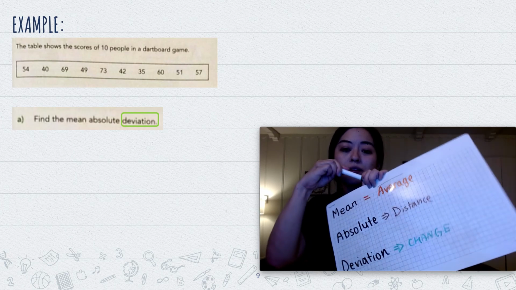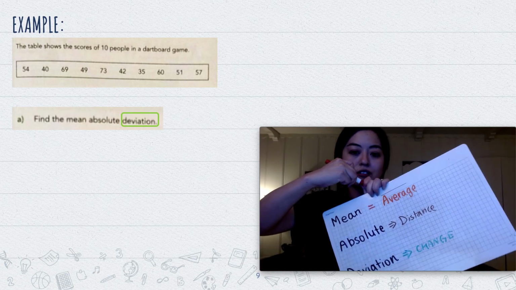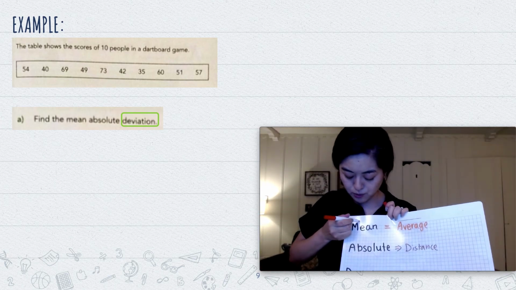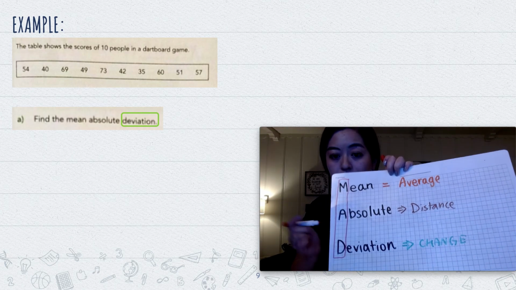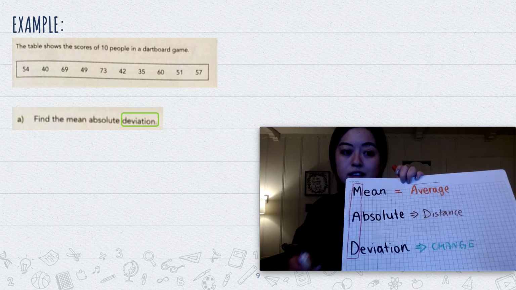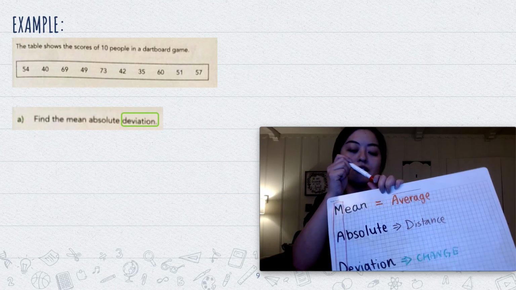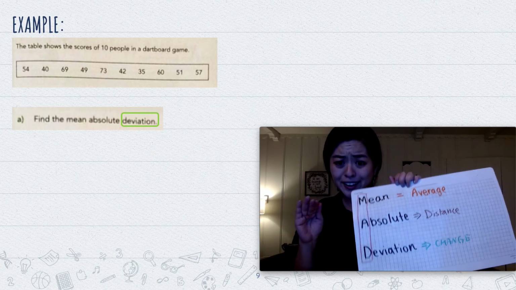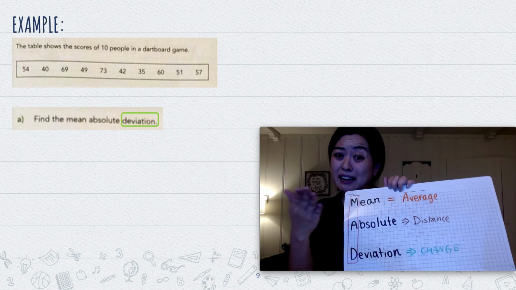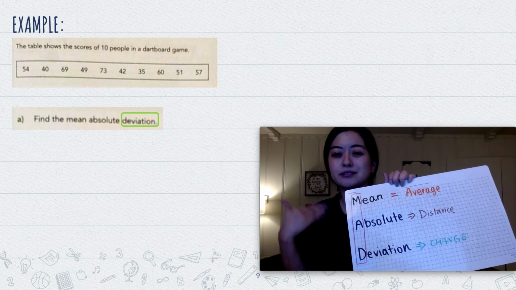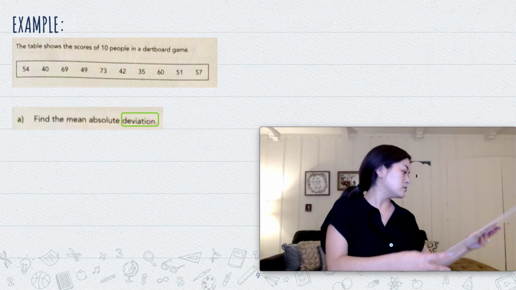When we talk about the mean absolute deviation, we actually focus on the first letters of each of these three words: M, A, D. So MAD. Question A is asking you to find the MAD. Now that this information is in your head, I think we're ready to tackle this. We're going to do this example to help us understand how to find the mean absolute deviation.